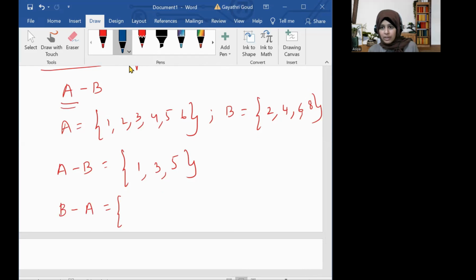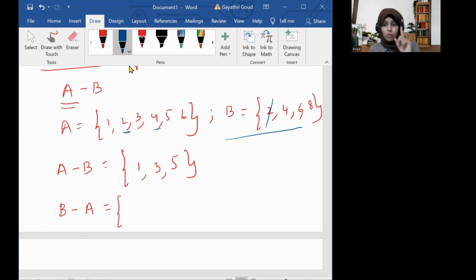Check if I have 1 in B. No. If I have 2 in B, yes. That means from B I have to remove A. Next, I have 3. No. Do I have 4 in B?